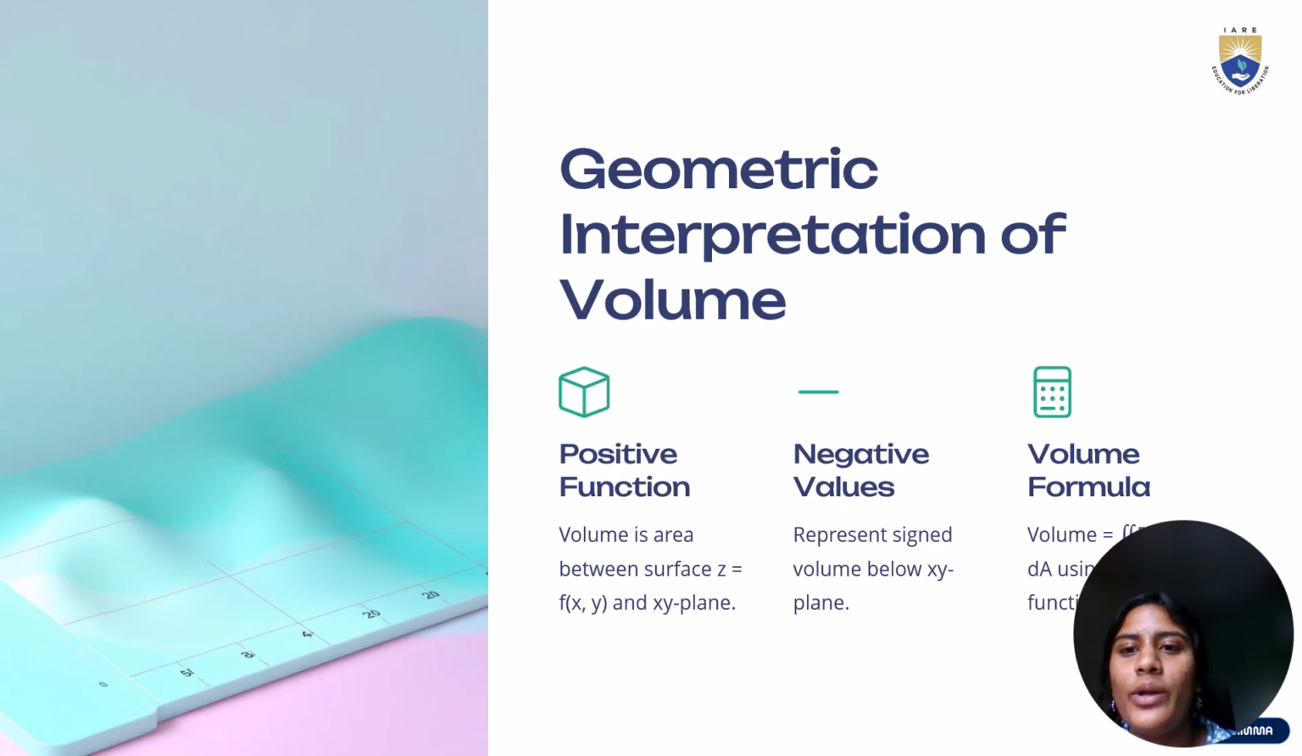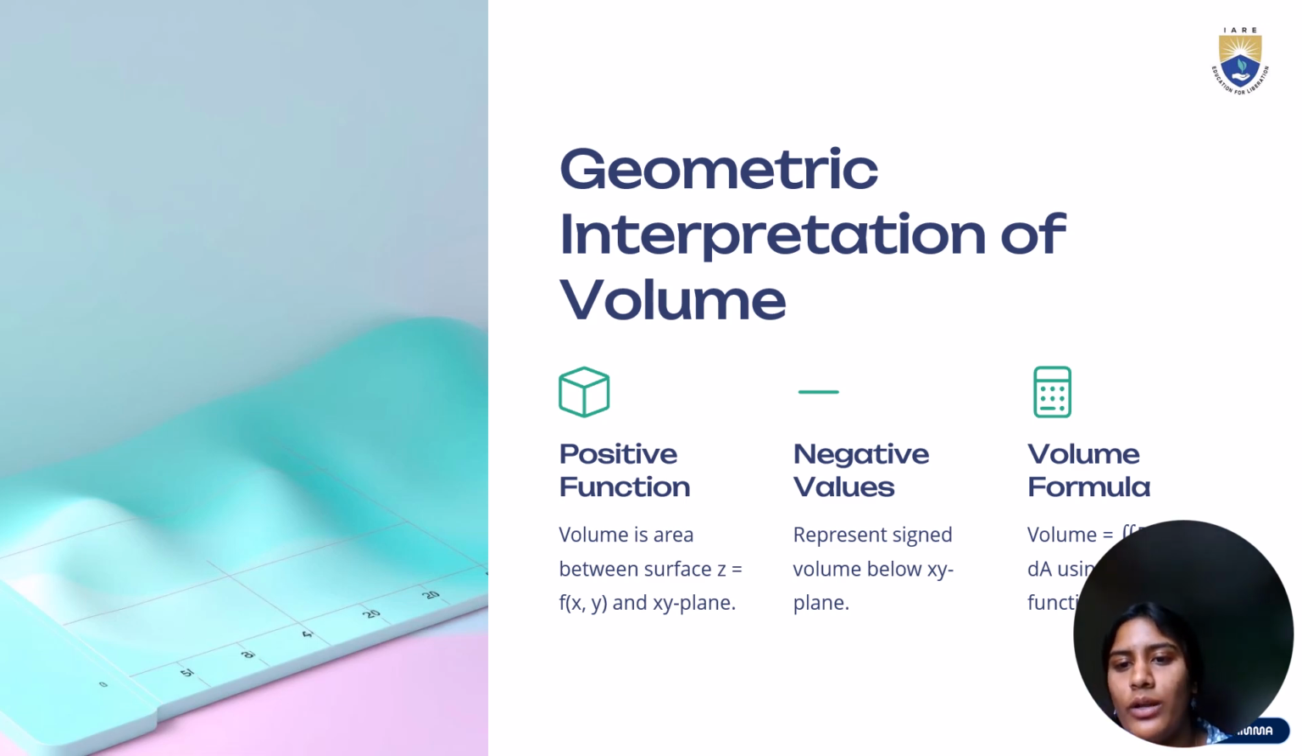Now we are going to learn about the geometric interpretation of volume. So what does a double integral mean geometrically? If the function f of x comma y is a positive function, then the double integral gives the volume between the surface, where we take the surface as z equals f of x comma y, and the xy plane. Second is negative values. If f of x comma y is negative, it represents volume below the xy plane, in other words, a signed volume, which is negative.